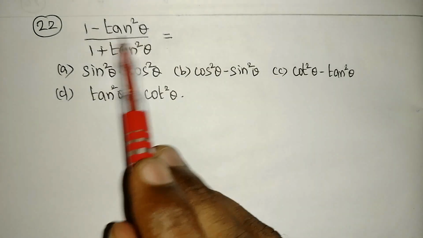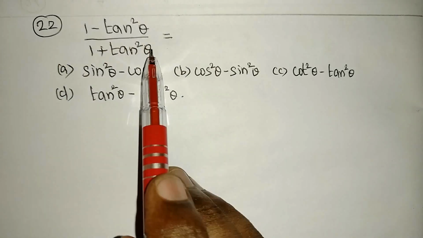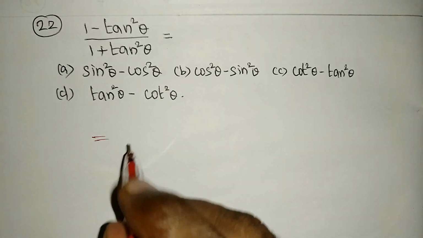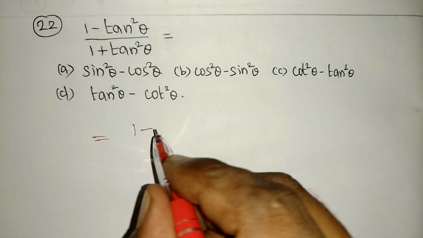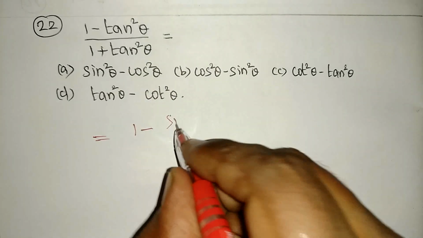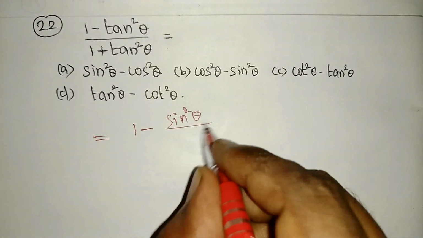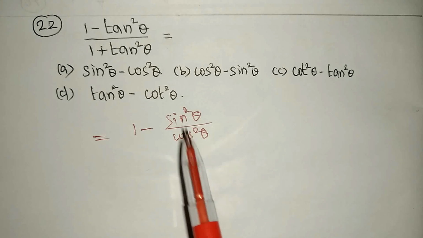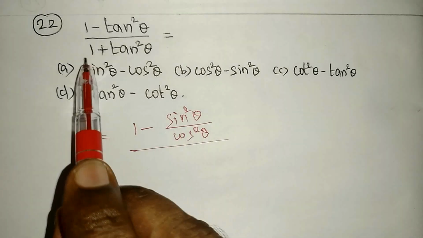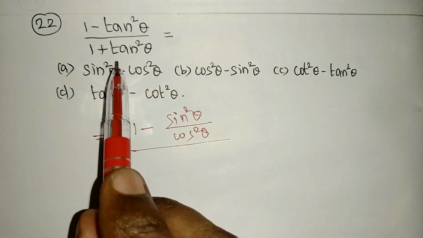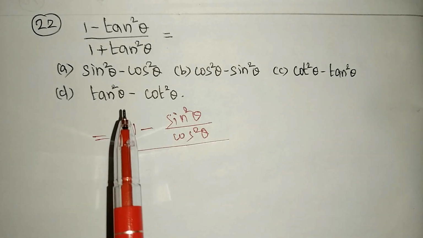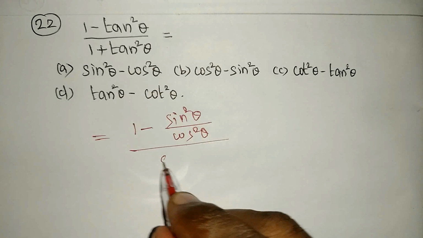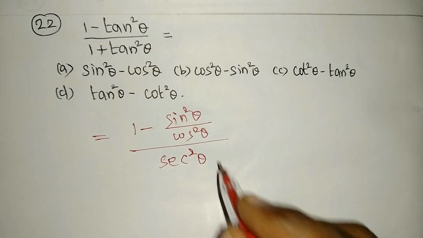1 minus tan square theta whole divided by 1 plus tan square theta. So we have to simplify this. For this numerator, nothing is there, so better you write it in the form of sin and cos. So I'm writing this as sin square divided by cos square, because tan theta equals sin by cos. That is what I'm using. But in the denominator, 1 plus tan square, we know very well that is secant square, because I'm using the identity 1 plus tan square theta equals secant square theta. Okay.